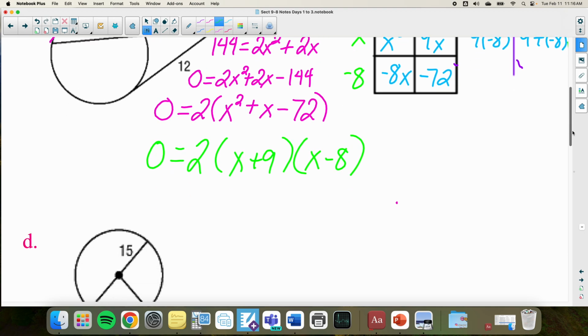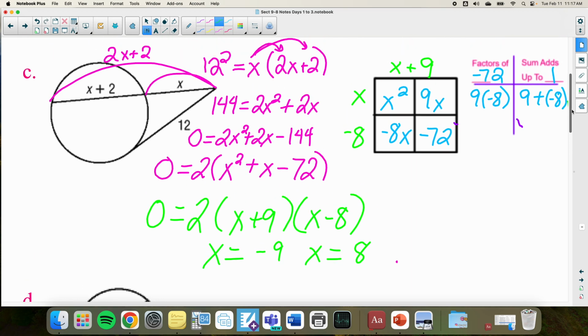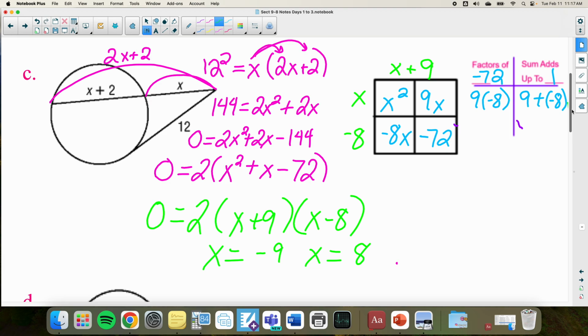When we do our answers from this, you just ignore that 2, and x is the opposite of this, which is negative 9, and x is the opposite of this, which is positive 8. Can we use the negative 9? No, we can't have a negative length, so our answer is x equals 8. Okay?